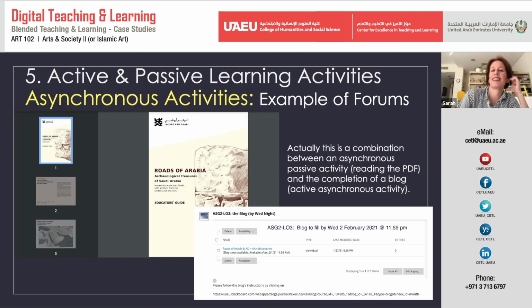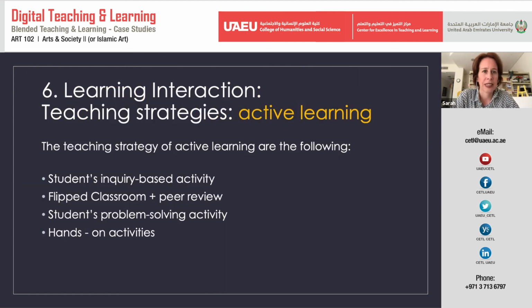And this is an asynchronous activity. This is basically a reading about the roads of Arabia. We went to the Louvre and watched the exhibition, and we were given the PDF. And then I asked them to create a forum. I put blog here, but it's actually a forum, so they keep a discussion. We discuss it in class, but they can do it offline, in their own time.